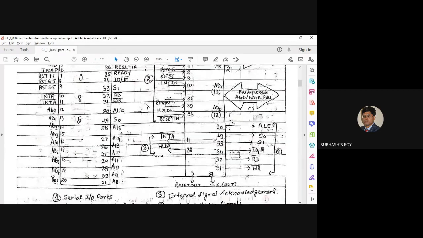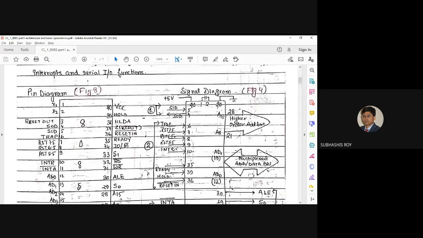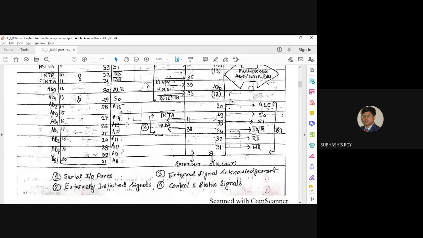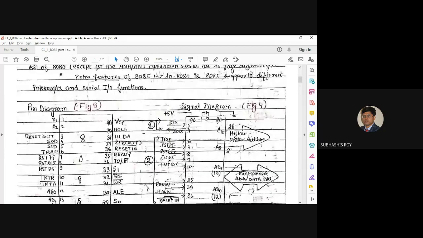So the first group is 1. What is the name of that group? I have written here, this is serial I/O ports. And what is the function of these serial I/O ports? This is SID and SOD for serial communication, serial data communication.